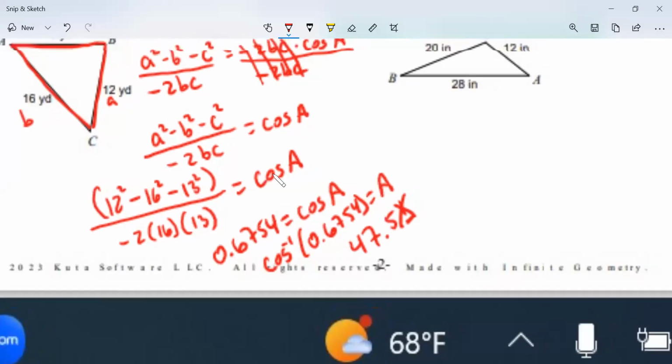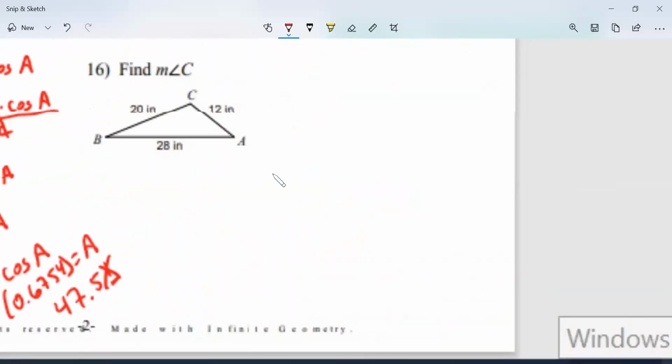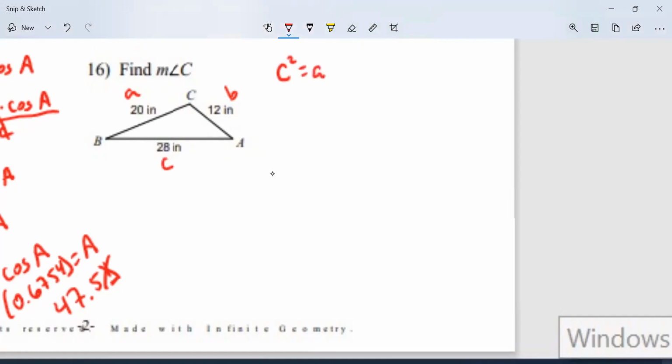Cool. Let's take a look at one last example. Question number 16. I have side A is 20, side B is 12, and side C is 28. And I'm solving for angle C. It says find the measurement of angle C. So from the formulas that I have, I'm going to use the one that finishes with angle C. So let me write this as C squared is equal to A squared plus B squared minus 2 times A times B times cosine of angle C.